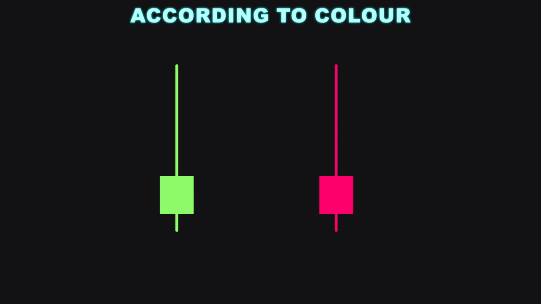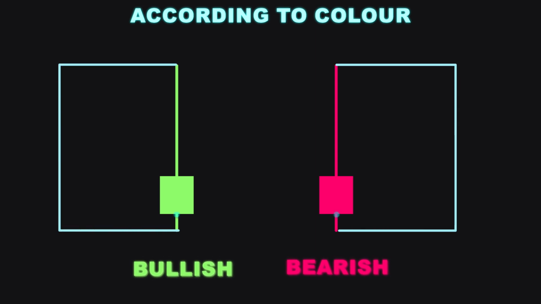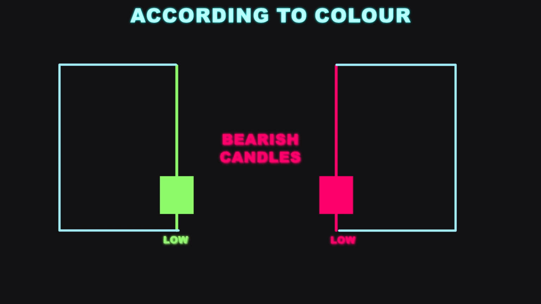Now, let's observe these 2 candles based on their colors. The green candle appears bullish, while the red candle seems bearish. However, when we consider the comparison of the total range, we find that the closing price of both these candles is near their low. Therefore, regardless of whether the candle is green or red, we will categorize it as bearish.